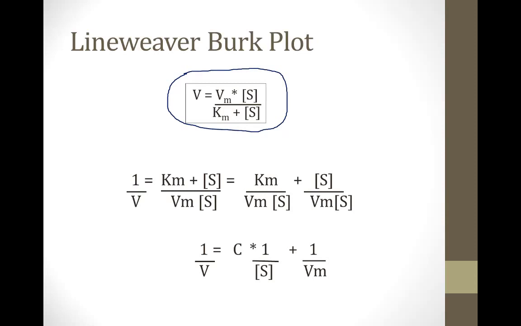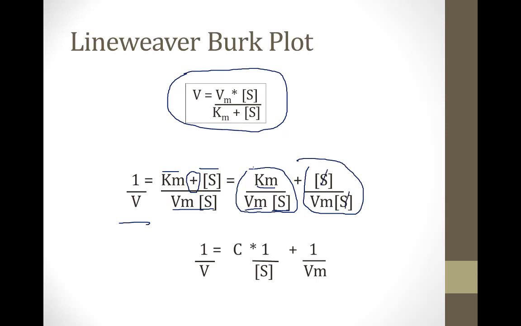So instead of V on the left side of the equation, we have 1 over V. That would mean that on the right side of the equation, we would have Vmax times S on the bottom and Km plus S on the top. Well, now what we can do is take this plus sign, which we have on top, and split the right side of the equation into 2 elements. The first element will be here on the left side of the plus sign. That will be Km on top divided by Vmax times S on the bottom. On the right side of the plus sign, we will have S on top divided by Vmax times S on the bottom. And these two S's cancel out.